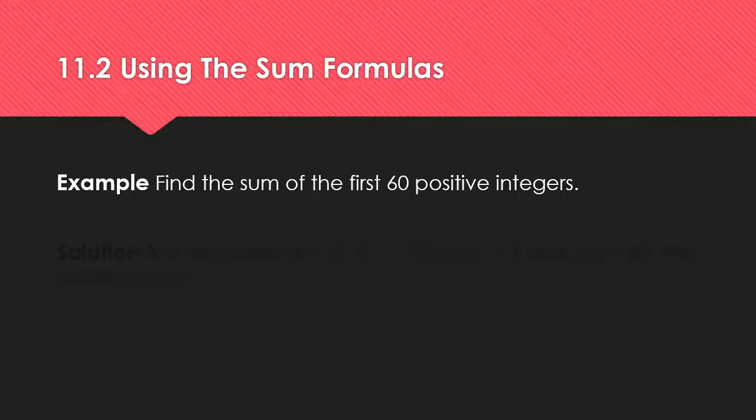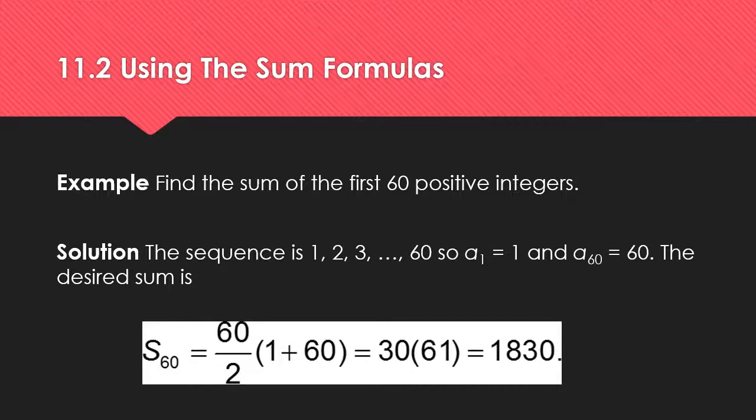So use the formula to find the sum of the first 60 positive integers. Pause the recording, give it a try, and resume to check your answer. Okay, so the sequence is 1 through 60. A sub 1 is 1, and A sub 60 is 60, so we actually know the value at the end. The sum is 60 over 2 times 1 plus 60, which is 30 times 61, which is 1830.